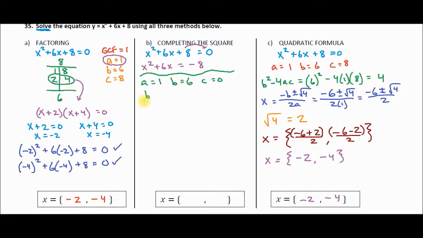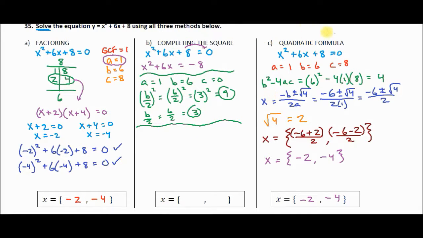Let's go ahead and figure out what b over 2 squared is. That's going to be 6 over 2 squared, which is 3 squared, which is 9. There's our number for completing the square. And then we have to also know what b over 2 is. b over 2 is 6 over 2, which is 3. So there's the end of our pause. That's our pause to get some numbers that we need.